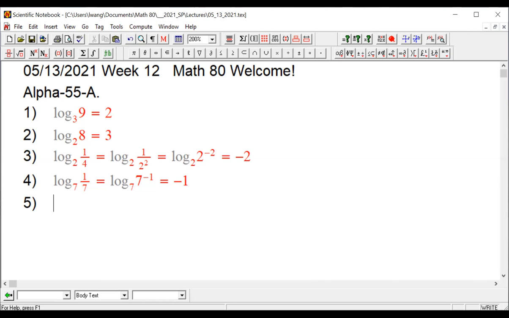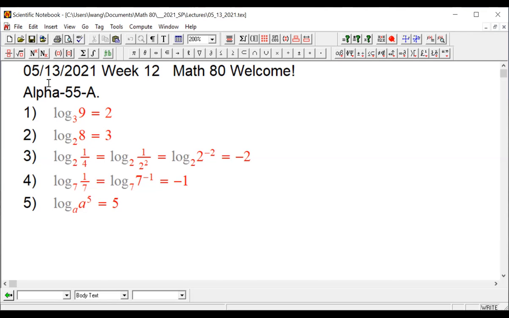Okay, so number 5. It's log base A of A to the power 5. So what number power A equals A to the power 5? So what answer would that be? 5, right?